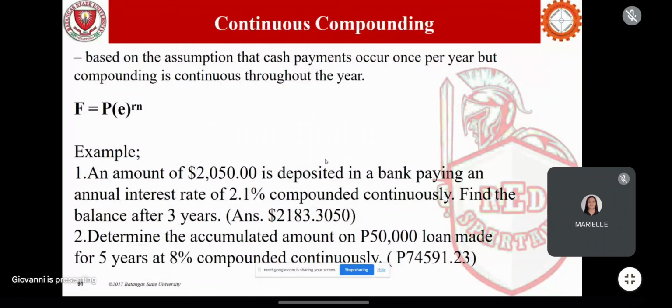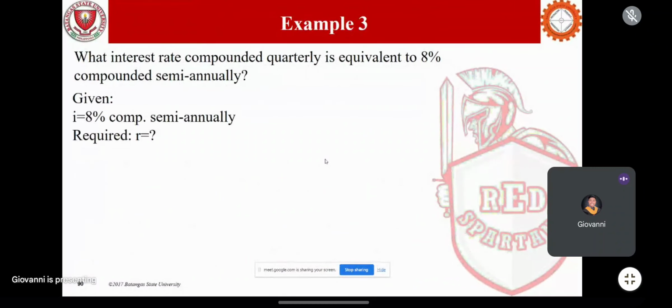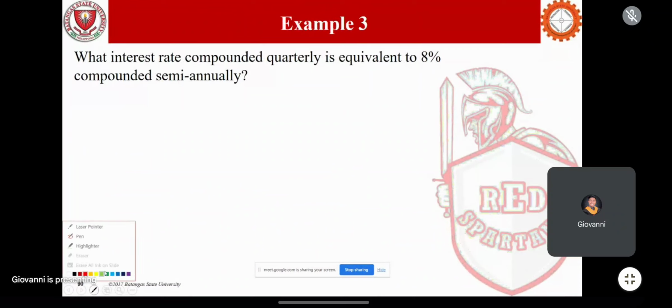Sir, po, kung pwede daw pong maulit yung sa example 3 po. Example 3. Yes po. Thank you po.